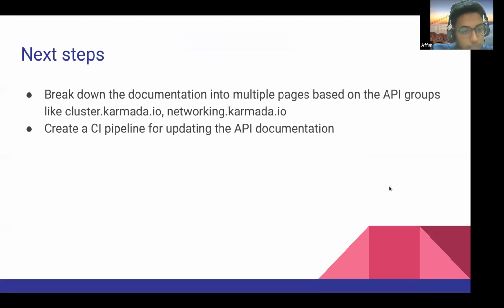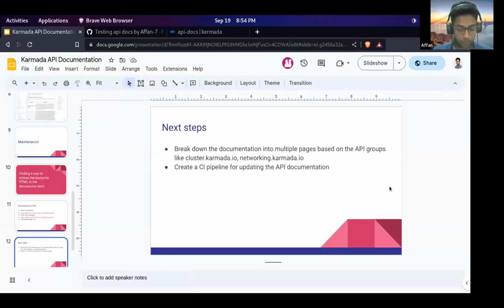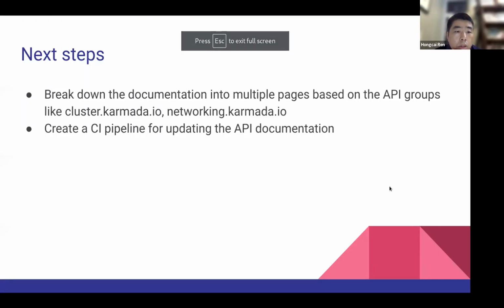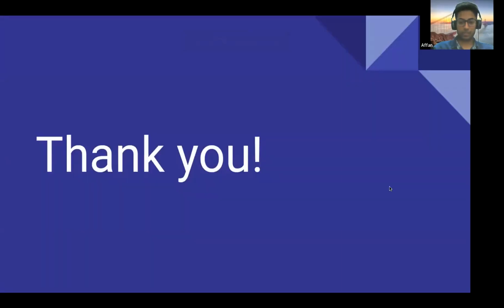So the next steps are to break down the documentation into multiple pages based on the API groups, like a separate page for cluster.karmada.io and a separate page for networking.karmada.io. And we will also need to create a CI pipeline to update the documentation. If you have any questions or suggestions, please share with us.